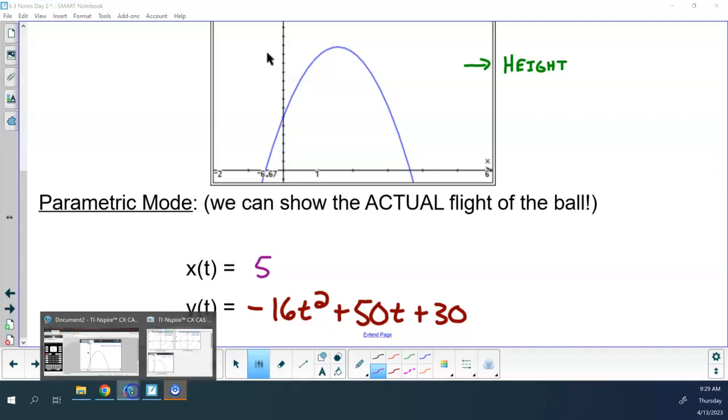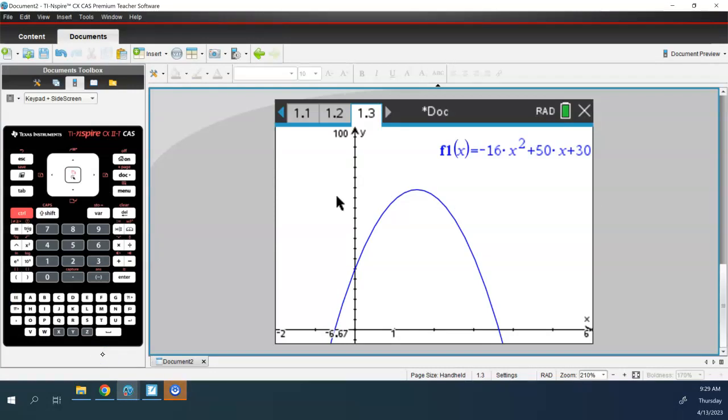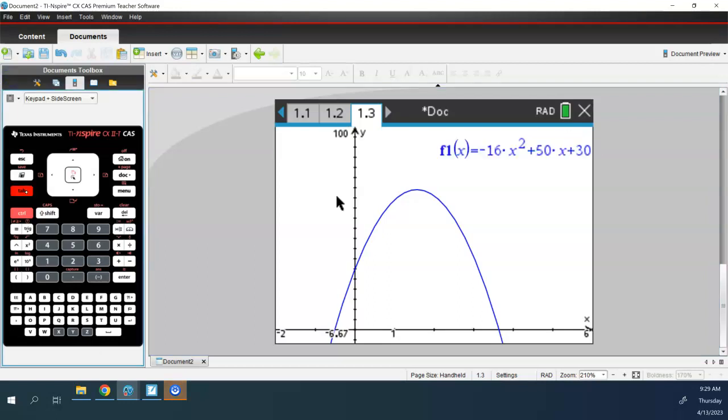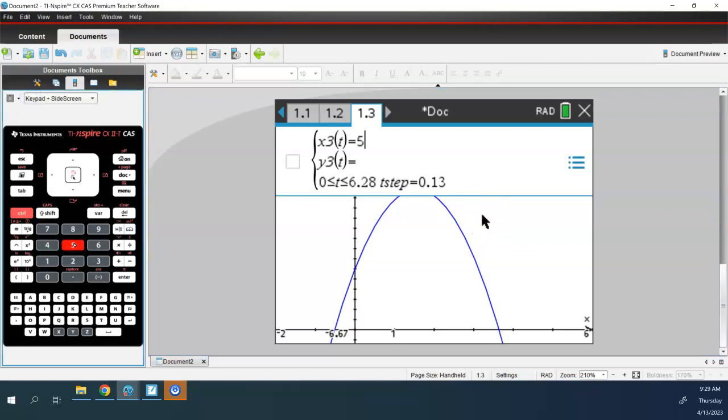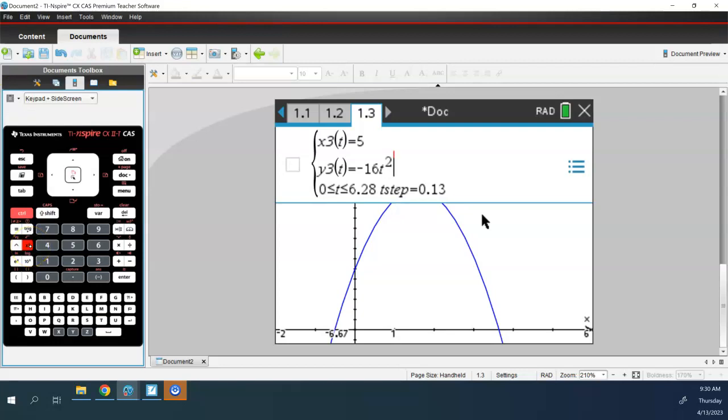So now I'm going to go back to my calculator, and add another graph. I'm going to go tab. Sure, it's going to give me all these kinds of funkiness. I'm going to go tab again. It's going to open up a second graph, and that one I want to be parametric. So now I'm going to go 5 for my x, because that's going to put it right here. It's going to go up and down right there. Then I'm going to scroll down, and go negative 16. I have to switch to t's now, because my function is in t's. Negative 16t squared plus 50t plus 30.